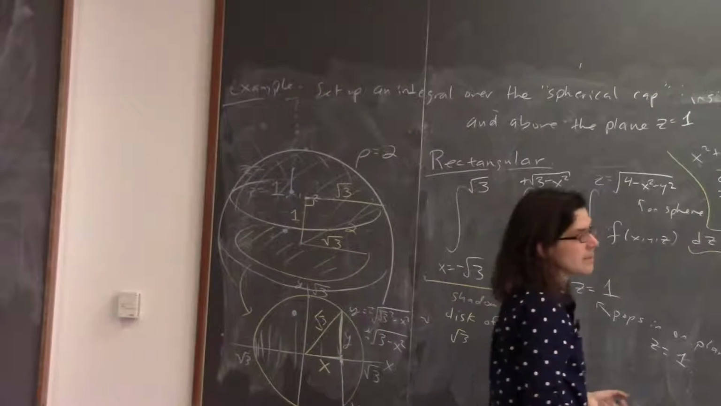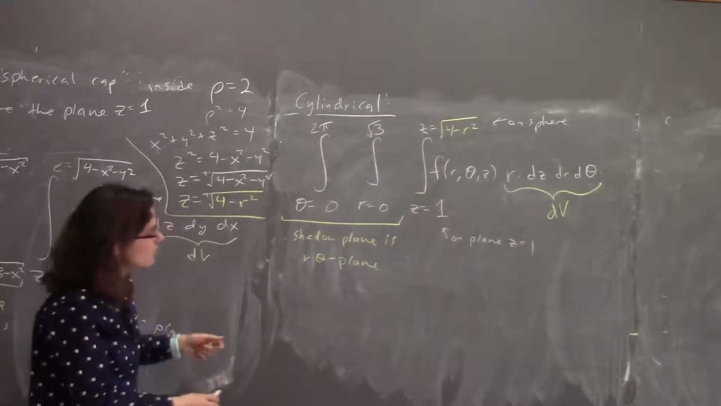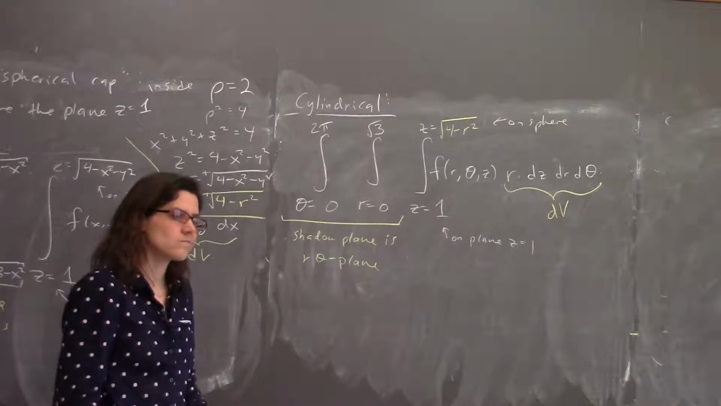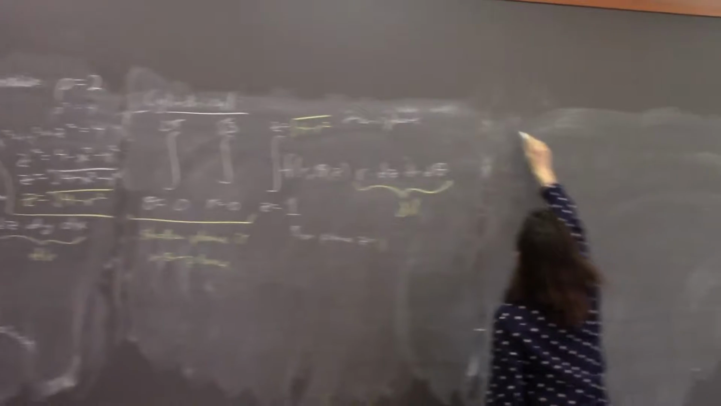And that was a little easier to set up, especially the outside bounds, because cylindrical coordinates are well suited to circles. Okay, let's do one more. So let's do spherical coordinates.